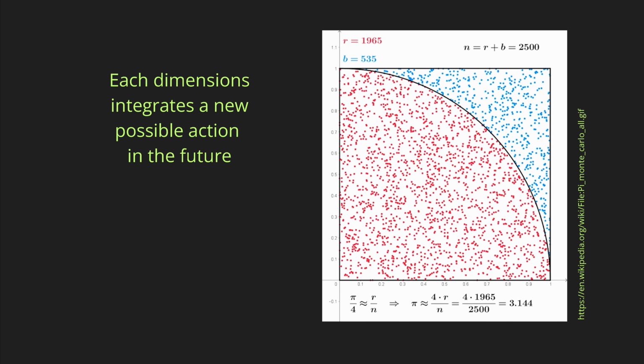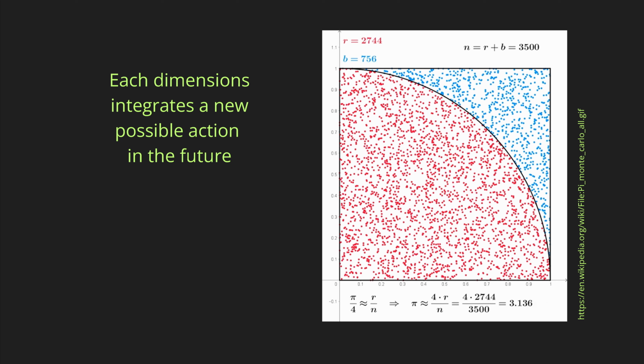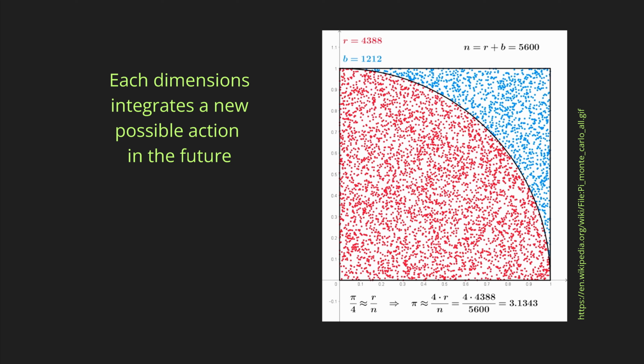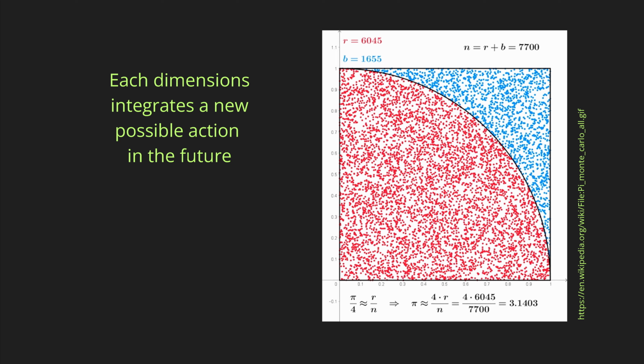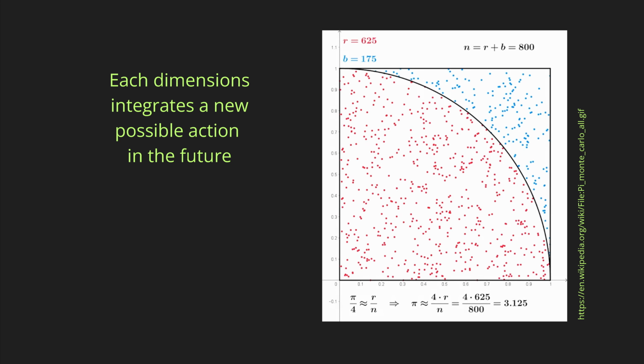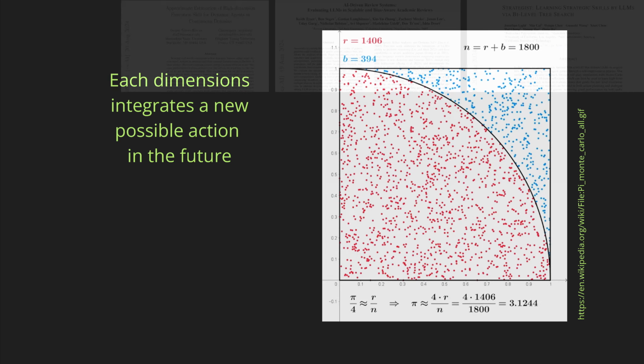Because imagine, in the simplest case, each dimension integrates now a new possible action in our future. And you know what? AI has the compute power to go not just to two dimensions, but to hundreds of dimensions or thousands of dimensions and calculate the probabilities.